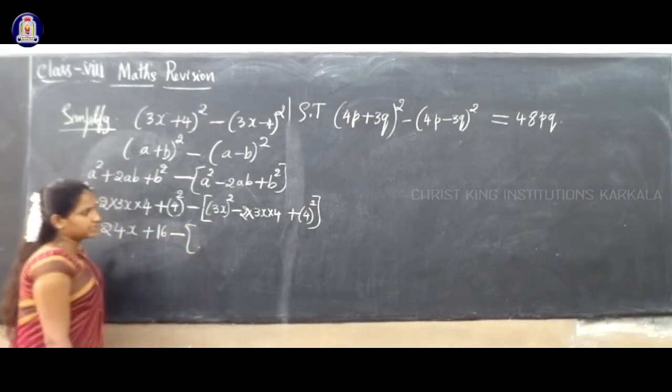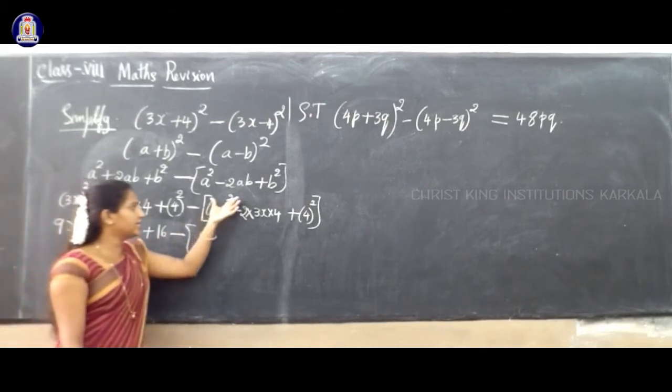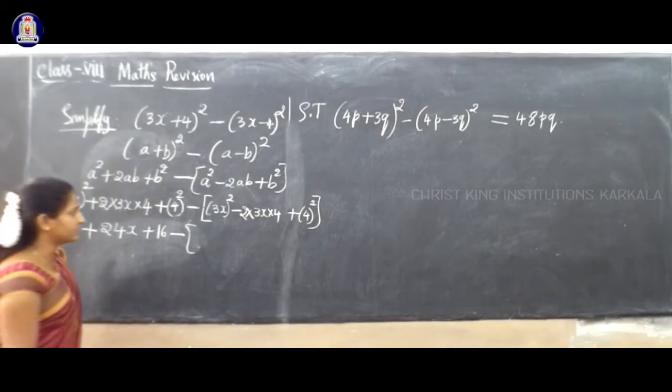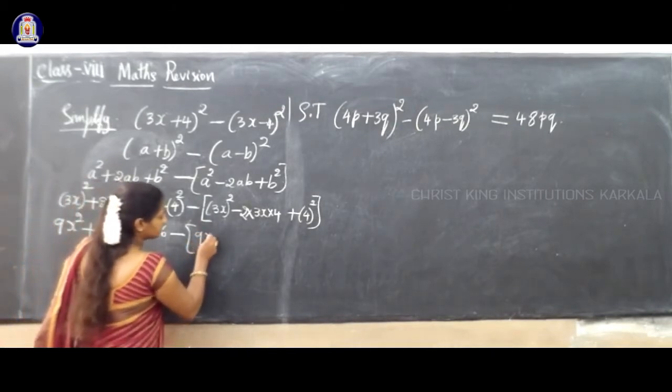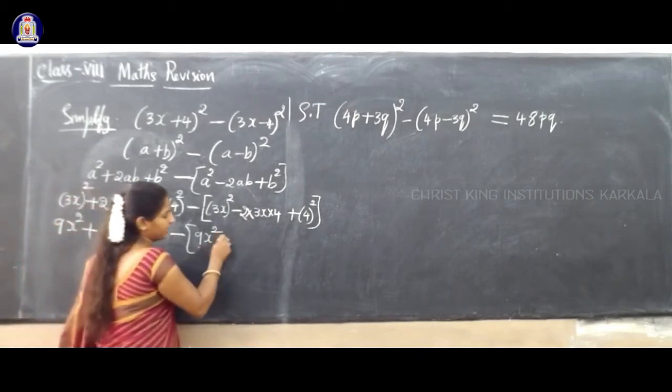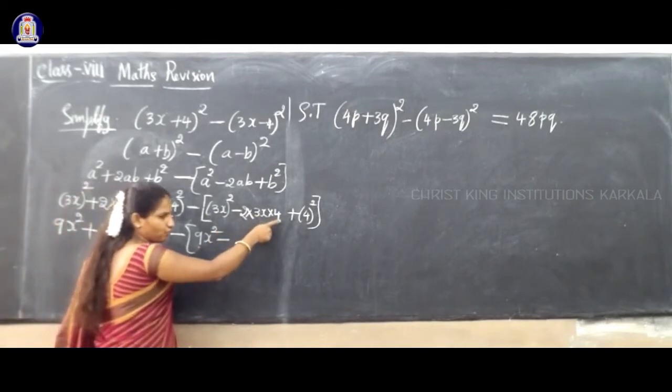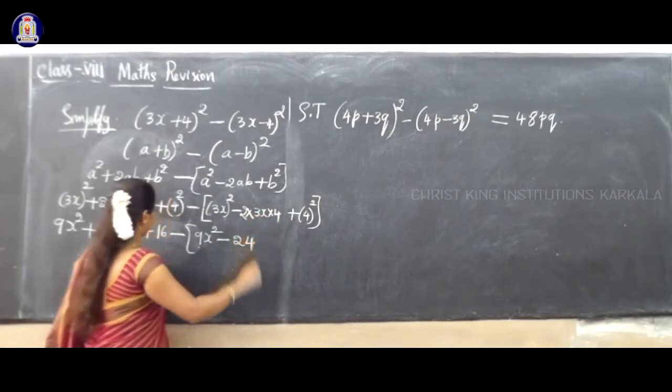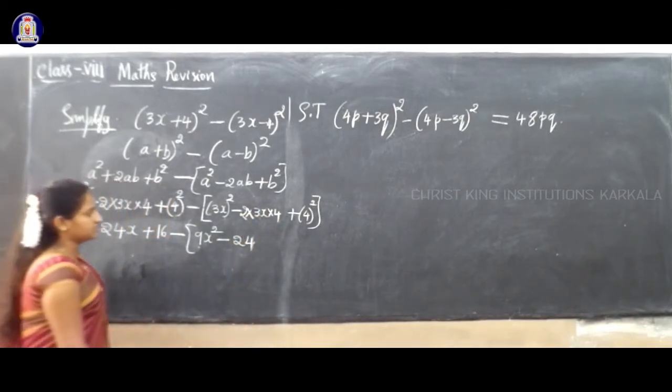So now inside the bracket simplify. (3x) whole square, you know (3x) whole square is 9x square. 9x square minus 2 into 3 into 4: 2 3s are 6, 6 4s are 24. Is it correct? Yes. So which is the variable here?